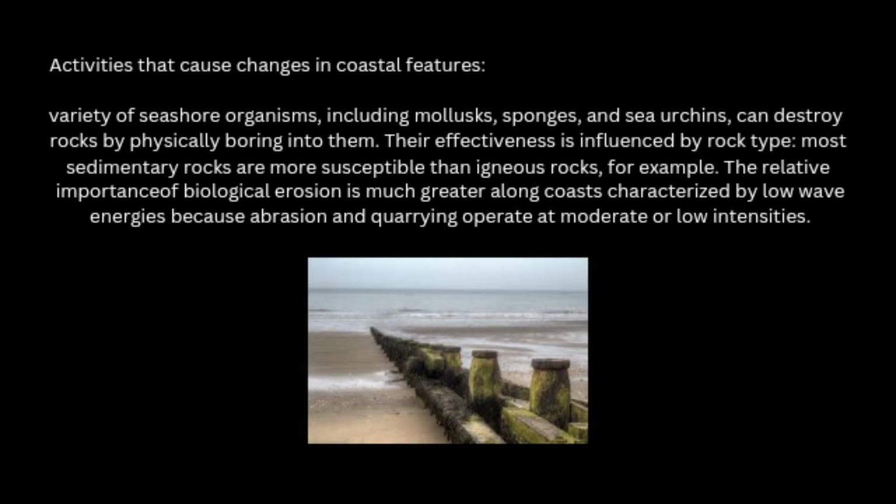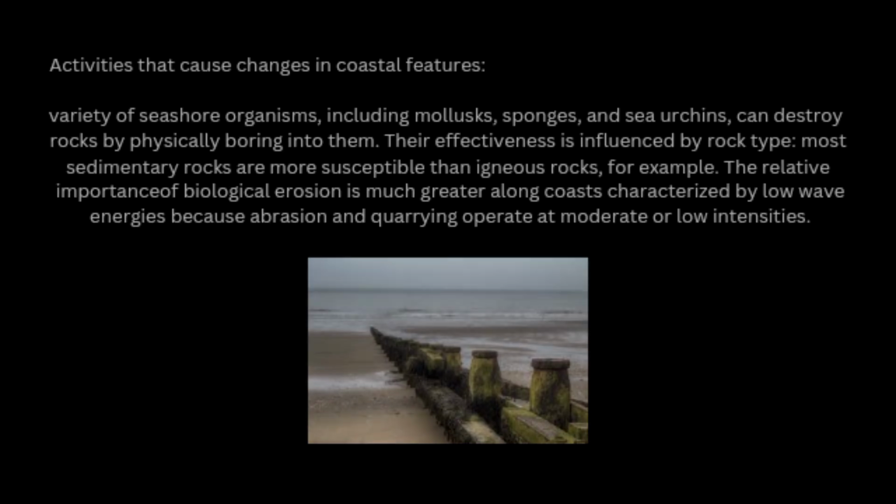Activities that cause changes in coastal features. A variety of sea organisms, including mollusks, sponges, and sea urchins, can destroy rocks by physically boring into them. Their effectiveness is influenced by rock type. Most sedimentary rocks are more susceptible than igneous rocks. For example, the relative importance of biological erosion is much greater along coasts characterized by low wave energies, because abrasion and quarrying operate at moderate or low intensities.